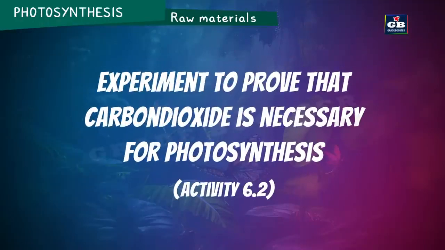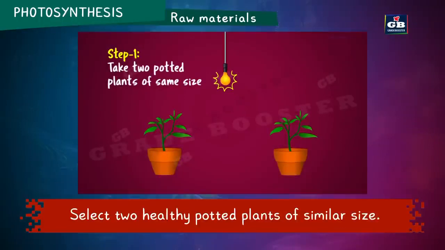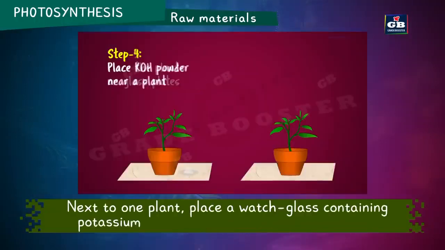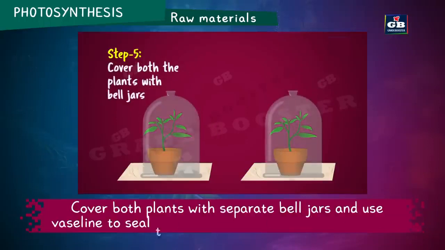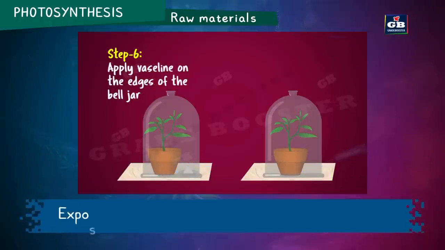Similarly, we have another activity to show that carbon dioxide is necessary for photosynthesis. For this, select 2 healthy potted plants of similar size. Place both the plants in a dark room for 3 days. Now place a watch glass containing potassium hydroxide to absorb the carbon dioxide next to one plant. Cover both the plants with separate bell jars and use Vaseline to seal the bottom to ensure an airtight setup.